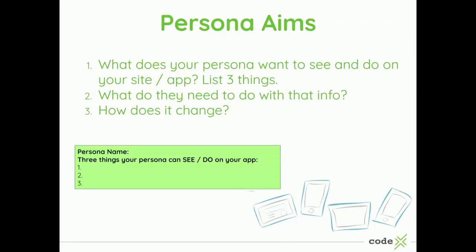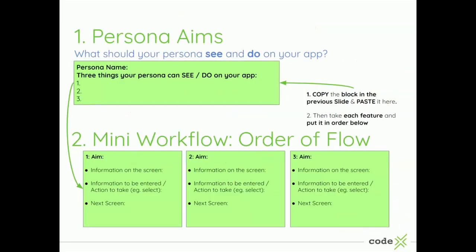Once you have an answer for these questions, you can add the aims in the green box that you see on the screen here. Your persona aims will be listed up here with the 3 things that are significant for them, the 3 things that they see and can do on your application. Once we have done that, we can then create a mini workflow, an order of how they will be making use of the application. So once we have discovered our persona's aims, we can then work on the mini workflow.